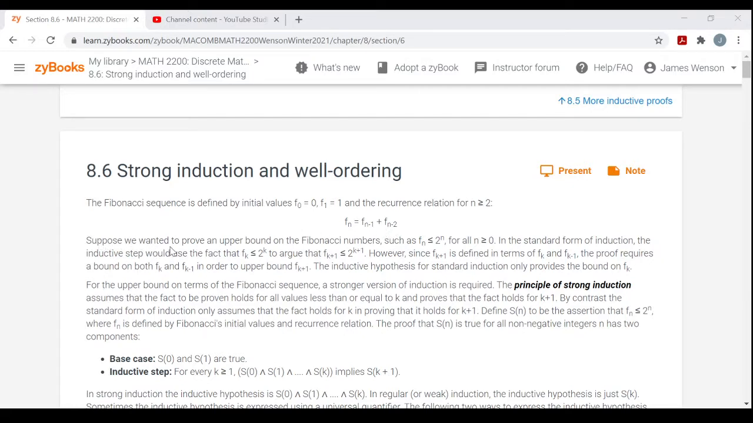Now, suppose we wanted to prove an upper bound on the Fibonacci numbers, such as the nth Fibonacci number is always going to be less than or equal to 2 to the nth power, and say we want to prove that for all n greater than or equal to 0. Let me show you what goes wrong in the standard form of induction. I'm going to show you on some paper what would go wrong if we tried to prove this statement with the induction that we've seen.